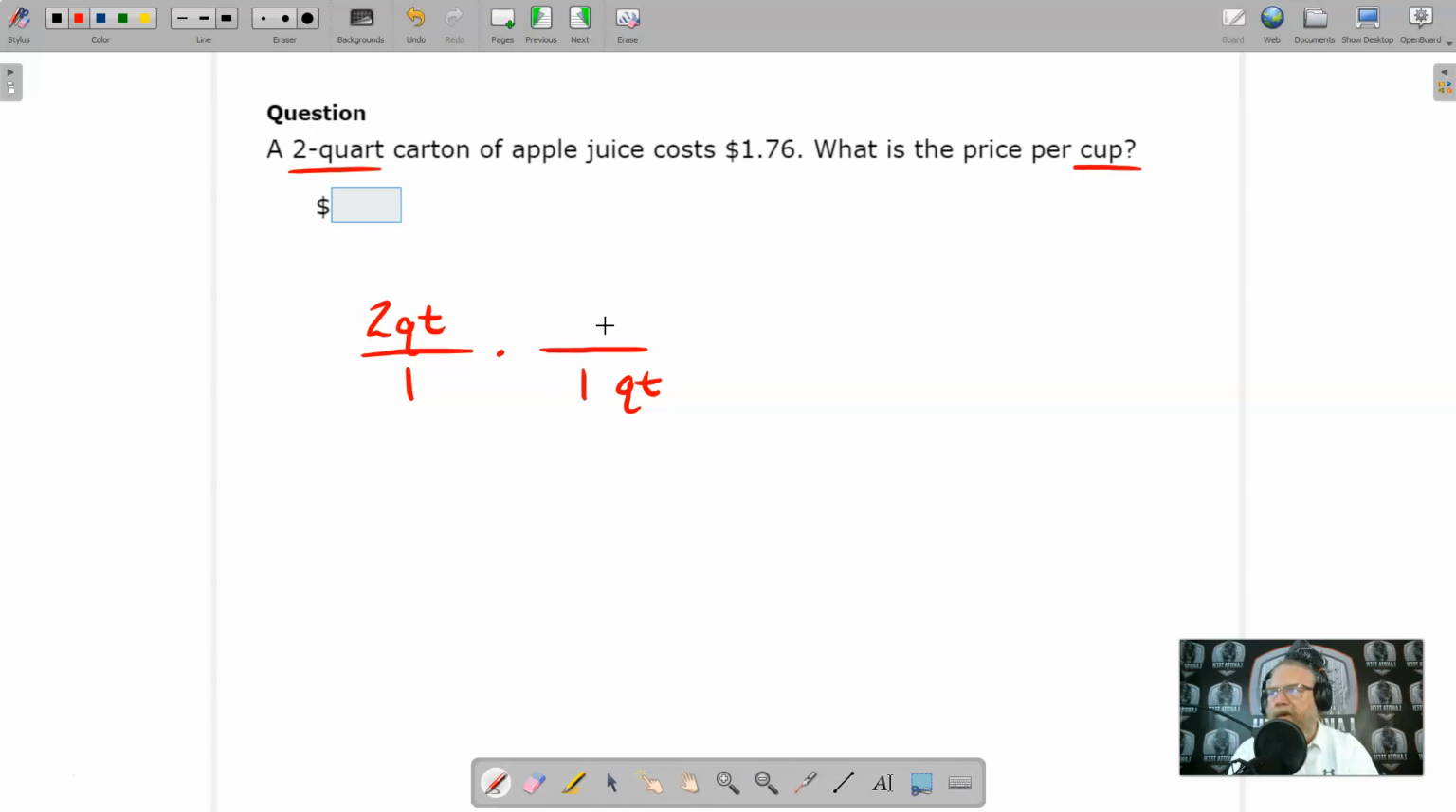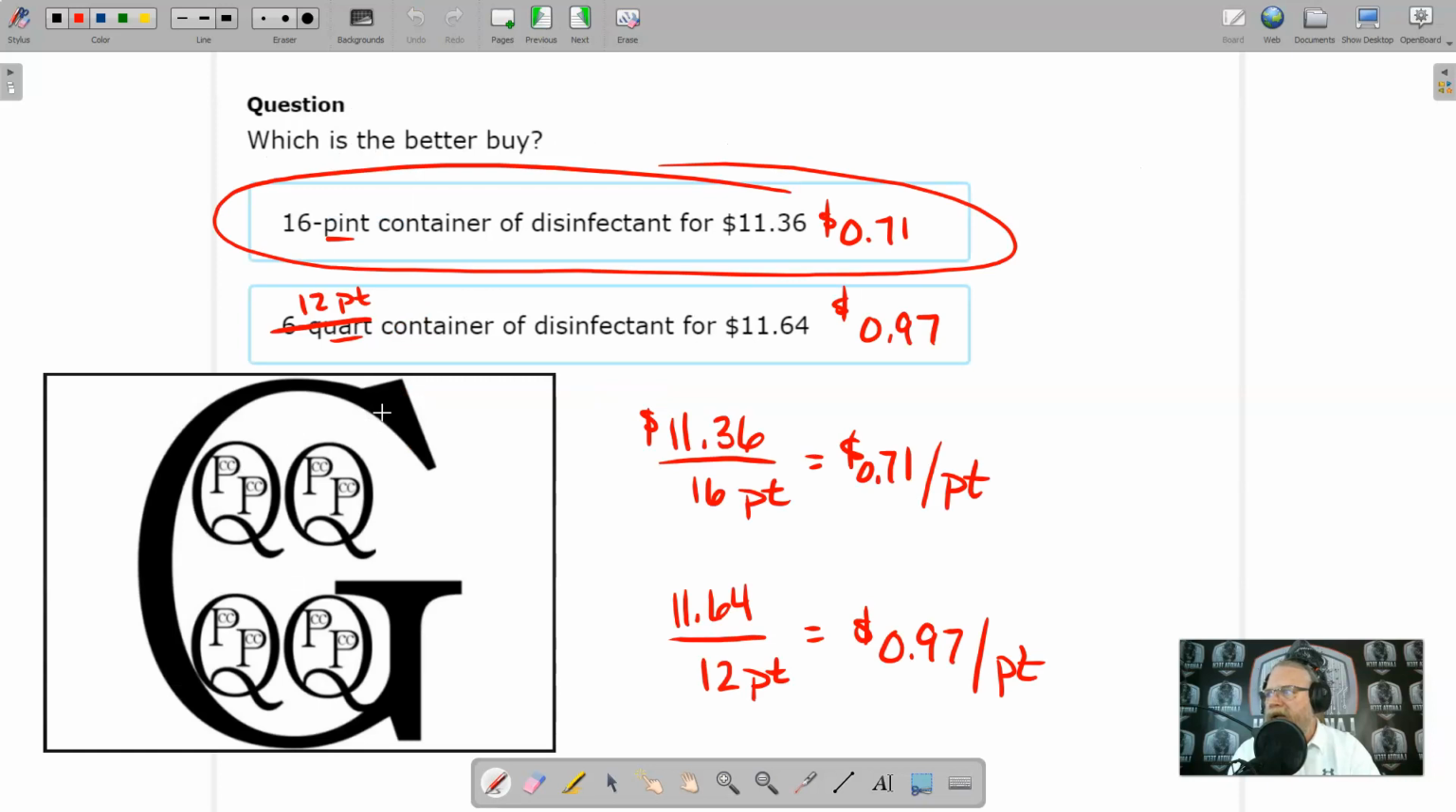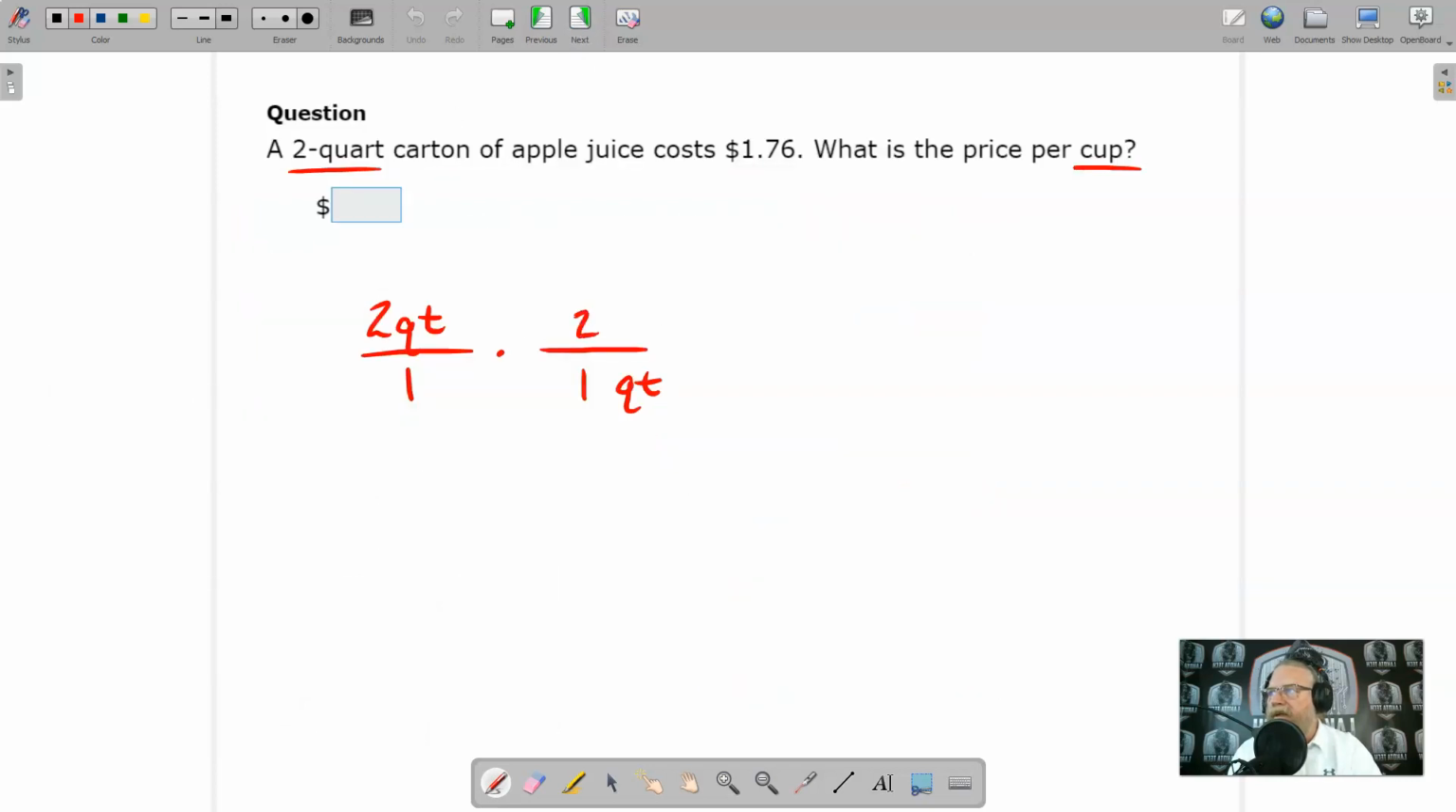Well, let's do this. Think about the image here, right? We have quarts here. Let's get the pints, and then let's get the cups. So I'm going to use a couple different conversion factors here. Inside of 1 quart are 2 pints. Now I'm going to use another conversion factor. I'm going to put pints down here because I've already got it in the numerator. Now I want it in the denominator. I want them to cancel. And then that's going to get me to cups. Inside of every 1 pint, there are 2 cups.